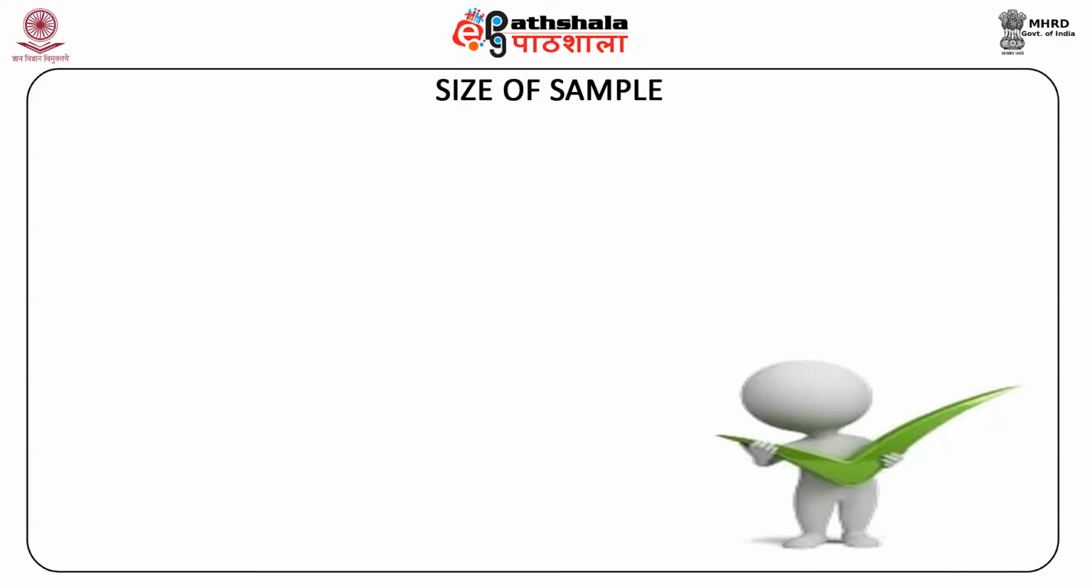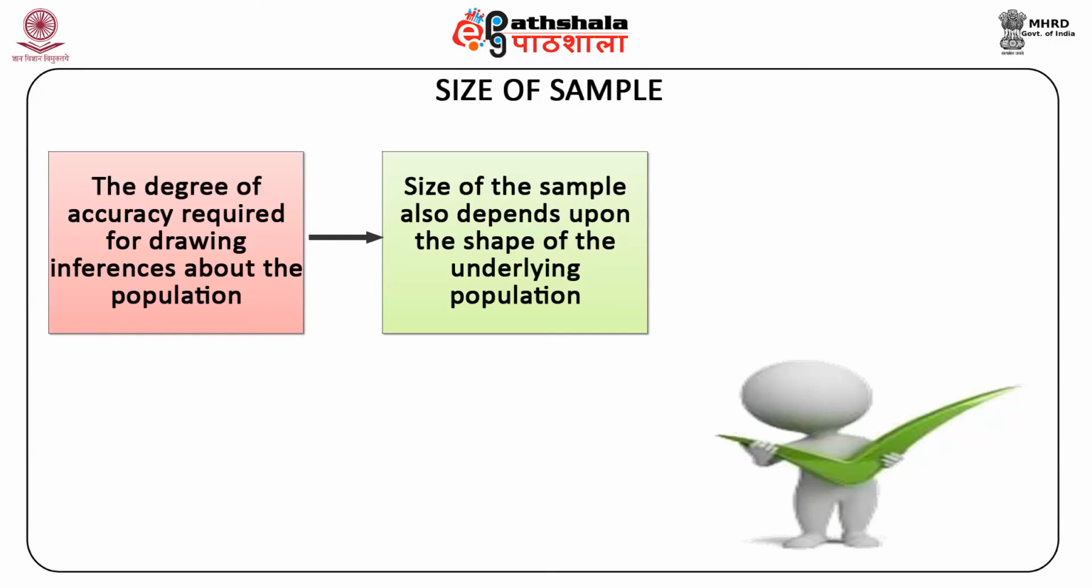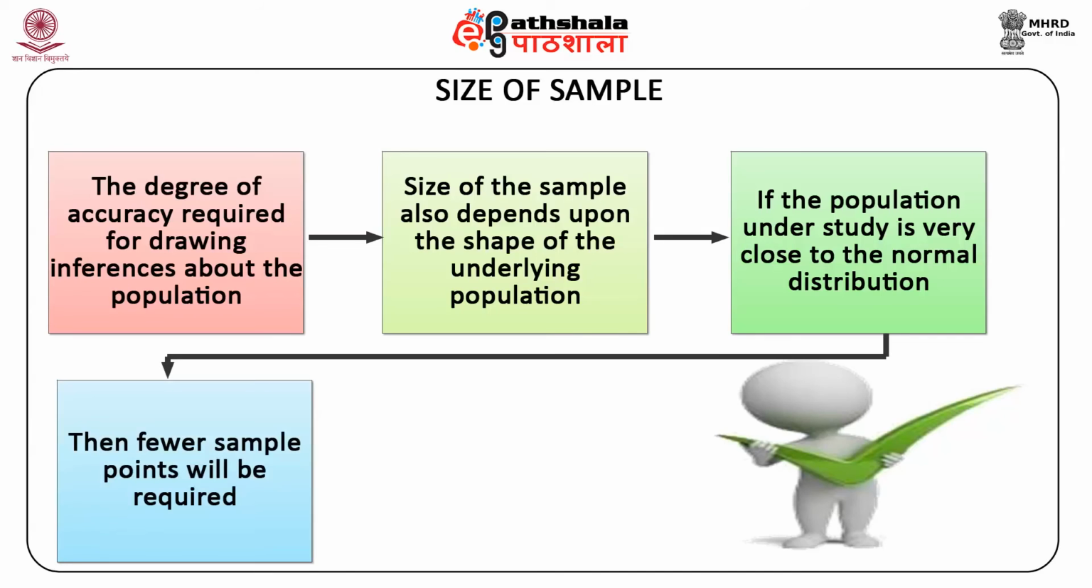Now the question arises: how large should the sample size be for a sampling distribution to be normal? The answer depends on two main factors. First, the degree of accuracy required for drawing inferences about the population under study. Second, the size of the sample also depends upon the shape of the underlying population. If the population under study is very close to the normal distribution, then fewer sample points will be required.